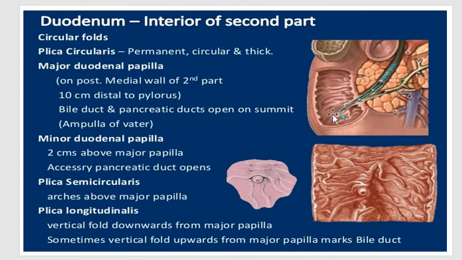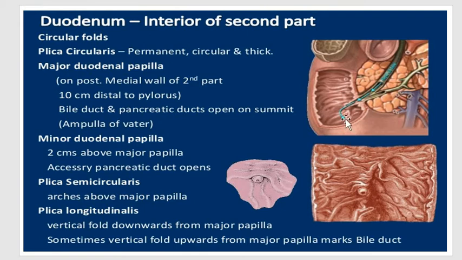Okay, so these circular folds are seen in the second part of the duodenum. They are most prominent in the second part of the duodenum and these are permanent folds. Okay, as you go down, you will see longitudinal folds, the plica longitudinalis, also seen as you go down in the duodenum. So these are the circular folds seen in the second part of the duodenum.